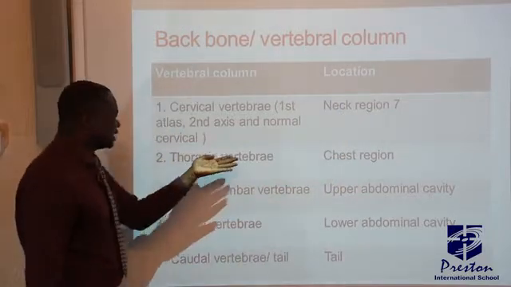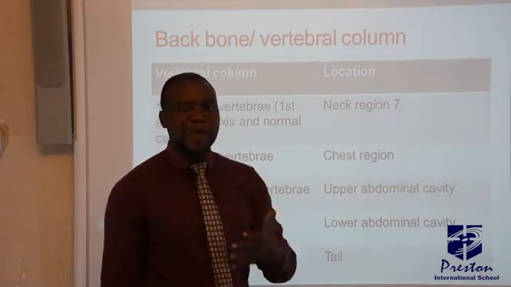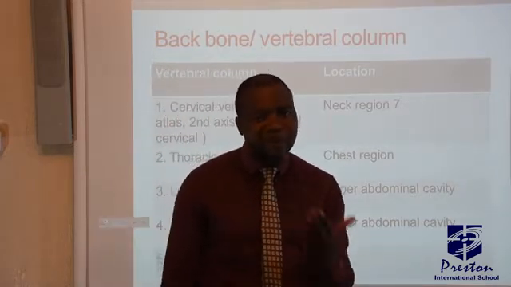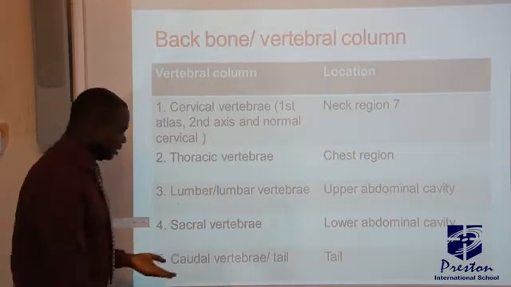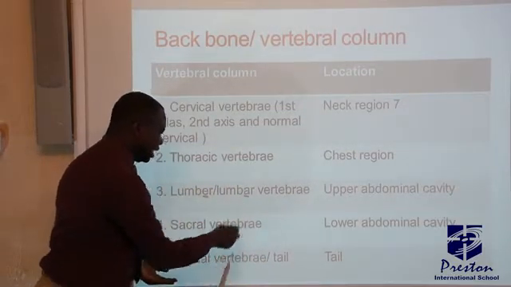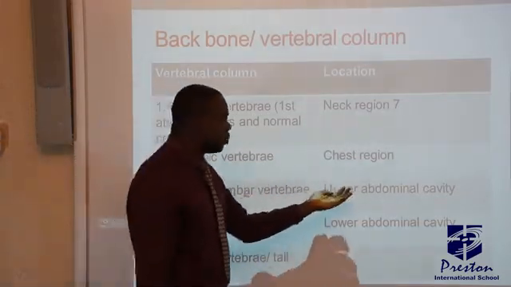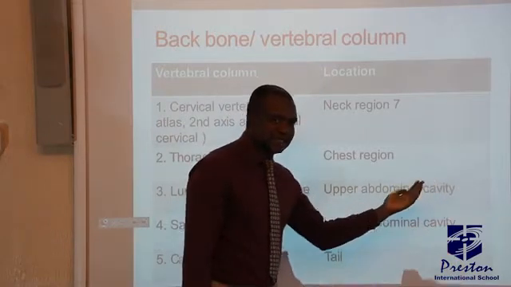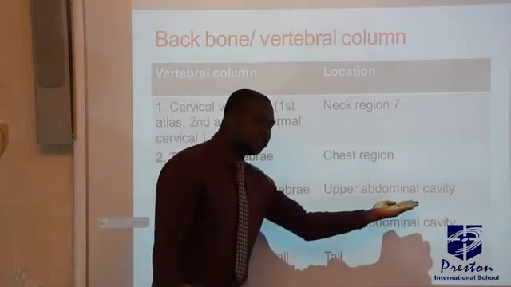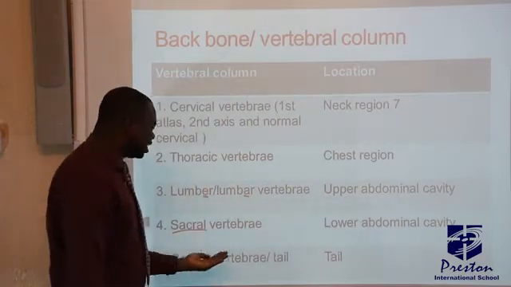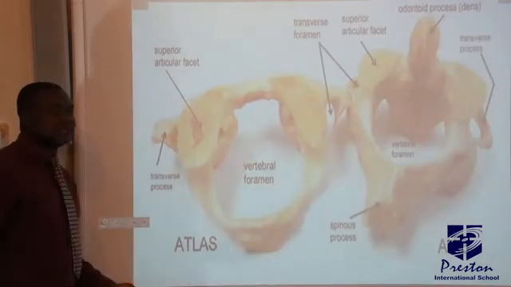Then the next one is thoracic. Thorax means chest. These are the backbones that we have in the chest region of our body system. Then we have lumbar. Please don't mind the spelling. If you put E or you put A, both are correct. Lumbar vertebrae are the ones we have in the upper abdominal cavity, next to our chest. Then we have sacrum vertebrae. They are found in the lower abdominal cavity. Then we have the caudal vertebrae, or tail. These are found in the tail, in animals that actually possess a tail.